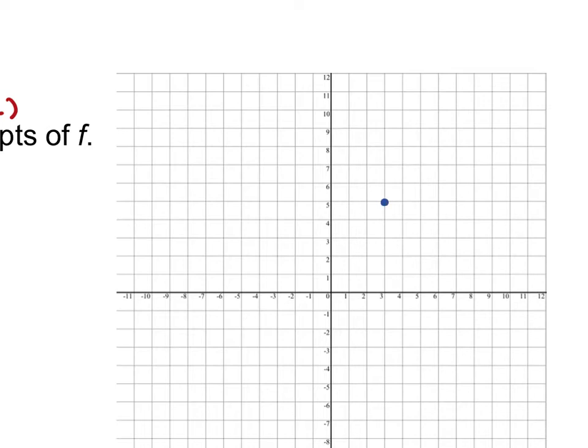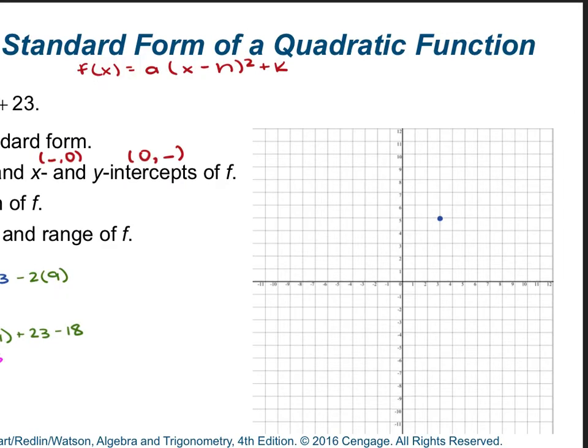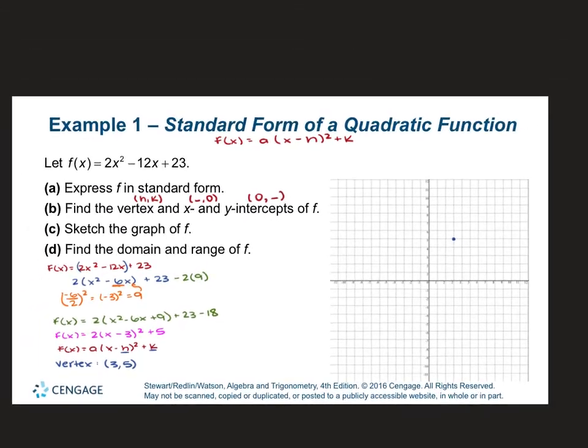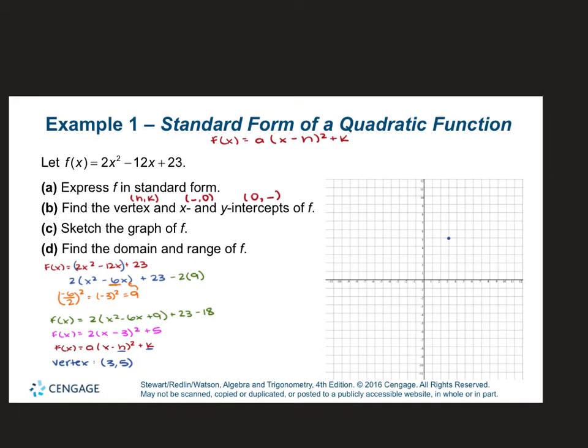I know that my vertex gives me that lowest point here since I have an a value that's positive, so my parabola is going to open up here. I can look for my x and y intercepts by looking at the original function or the original equation that's given to us, that 2x squared minus 12x plus 23. I can also use that 2 times x minus 3 squared plus 5. Doesn't matter. Totally up to you.